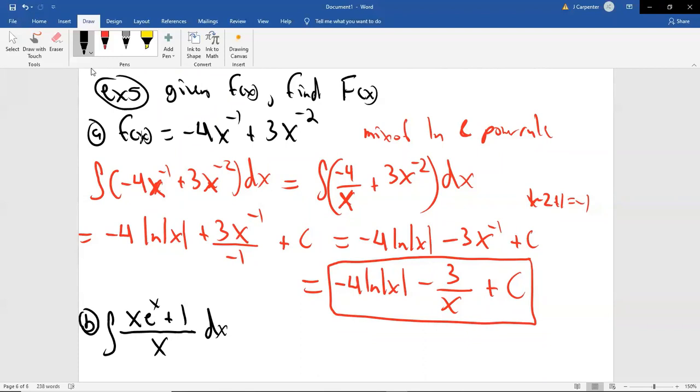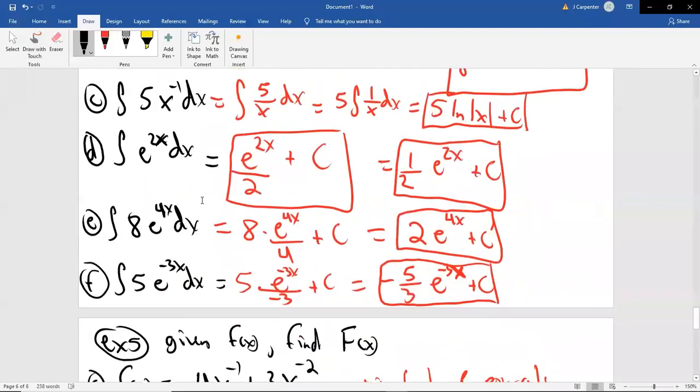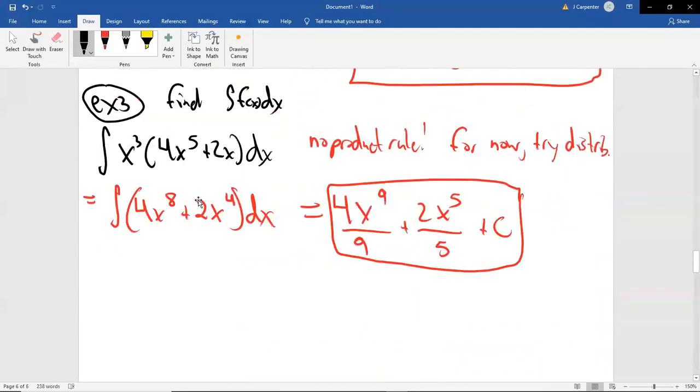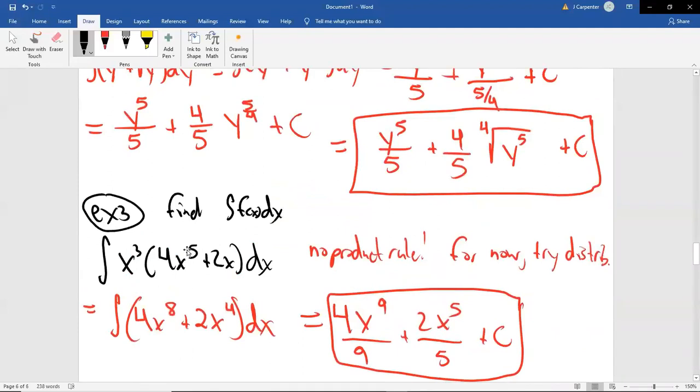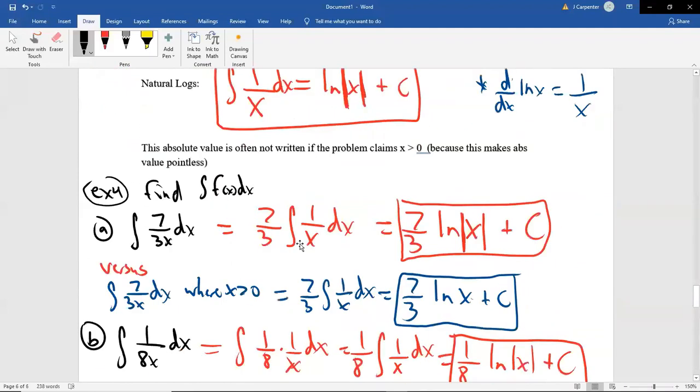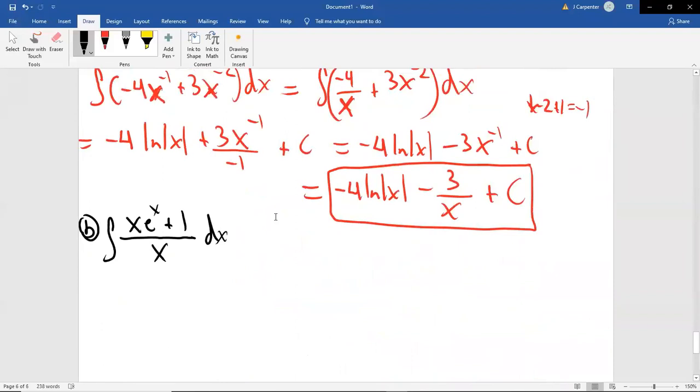Well, this looks like a product, this looks like a quotient, and I said there's no product or quotient rules for integration. There's no straight up product rule, there's no straight up quotient rule. Now, last time when we had a product earlier today, like example 3, we just distributed it. So this time when we got a quotient, maybe we should just go ahead and do the division. So let's split the fraction.